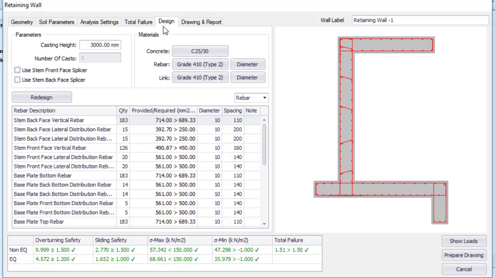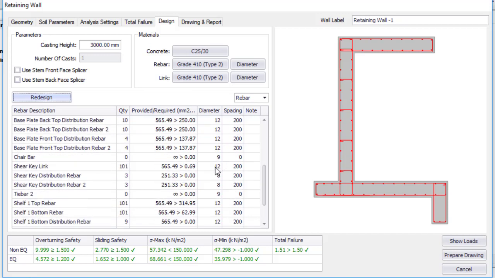So you go back to the design tab and then you click on redesign. Okay, so you see that all of this has changed. Before it was 10 mm or whatever that was there, but has now changed based on the kind of diameter I chose. For the actual stuff I chose 12 mm and 16 mm. So you see everything is actually 12 mm. And then the chair bar, we don't even need chair bar. You can see the chair bar.